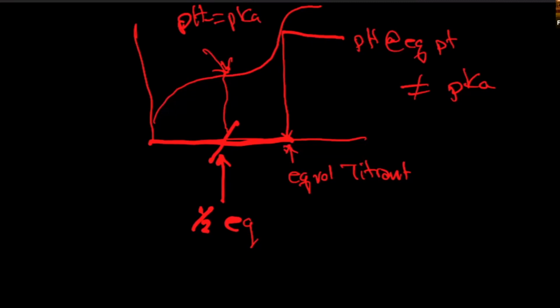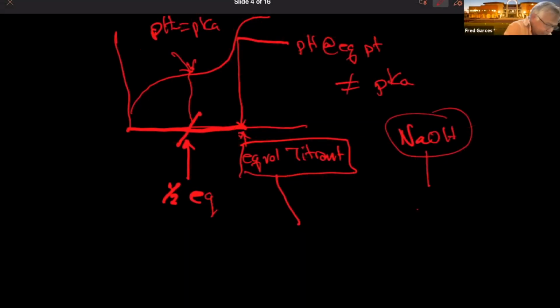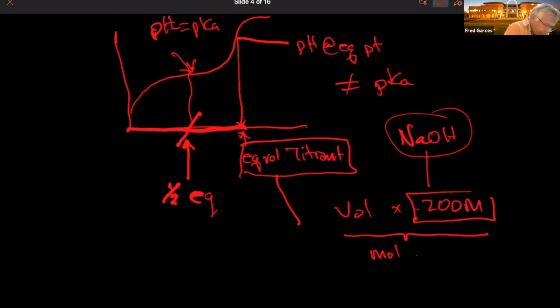But that's only one of the data that you need in order to determine the identity. The other is the molar mass. So this is what you need right here, the equivalent volume. Why do you need the equivalent volume? Because your titrant is sodium hydroxide, and you're going to know the concentration of that. Let's say it's 0.200 molar, just for the sake of discussion. If you know the volume at the equivalence point, then you know the moles at the equivalence point. Molarity is moles per liter. You multiply that by a volume, you get moles or millimoles.